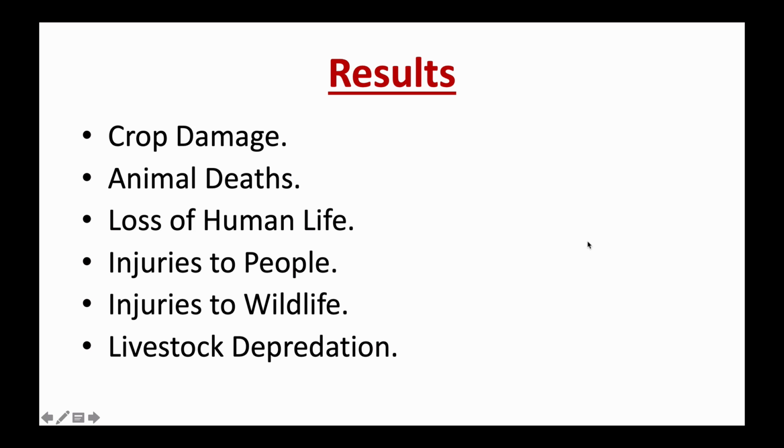Now we'll talk about what are the results of these conflicts. I've already discussed this in my previous video, so I won't go into much detail, because obviously crop damage is one of them, animal deaths, human deaths, injuries to the people, injuries to the wildlife, and then livestock, because they attack the cows, the dogs, the livestock the people keep at homes, and buffaloes and whatever, pigs, right? So this is the result.